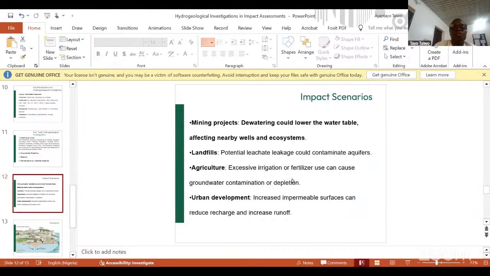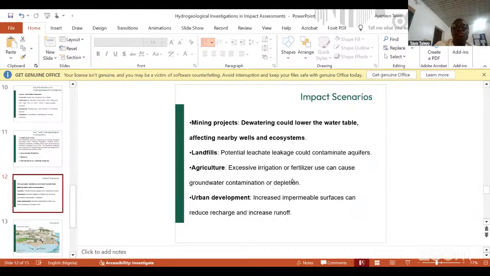Then landfills. Potential leakage could contaminate aquifers. That one is a given. If a landfill fails, basically, it is going to contaminate aquifers. And landfills are just areas where you excavate. You have to also determine whether they have enough binding that they will not leach. In most cases, when you have an engineered landfill, they would have to do investigations and make sure that they line it with a mud-like material, so that the leachate will not go into aquifers.